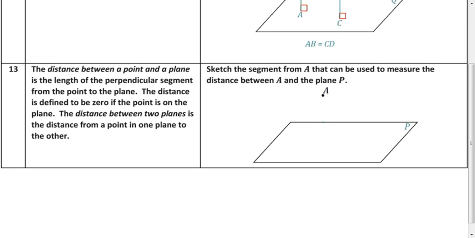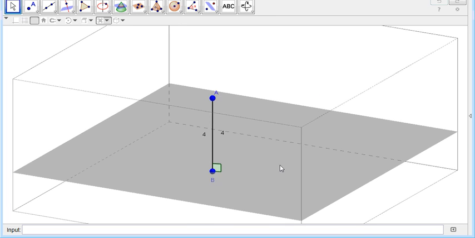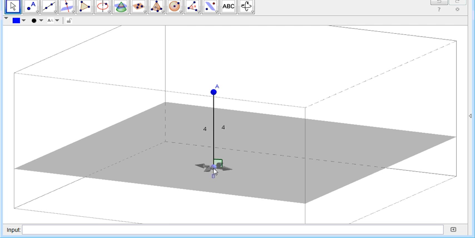And to figure out the distance between a point and a plane, it's going to be the length of the perpendicular segment from that point to the plane. So try drawing a perpendicular segment from A to P. That's going to represent the distance, that length. And if we look in GeoGebra, here we have an example of that. That distance is 4. And if you notice, if we move this point where it intersects, if it's not perpendicular, it's not going to be the right distance. It's going to be too long. So the distance is defined to be that height, essentially, from A to the plane.